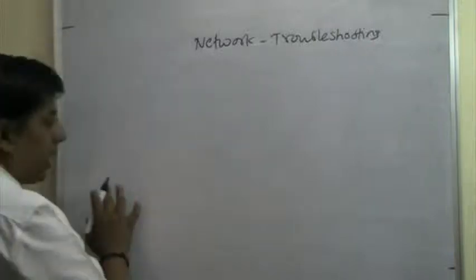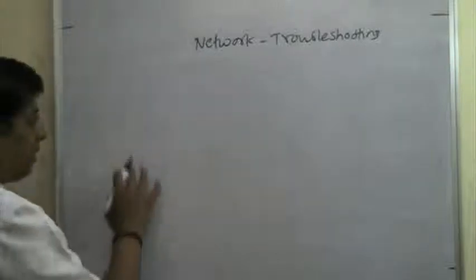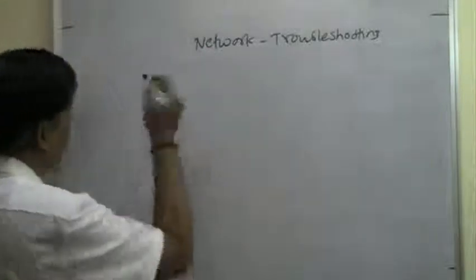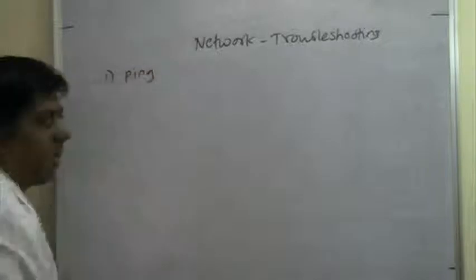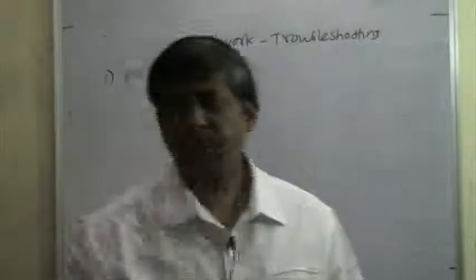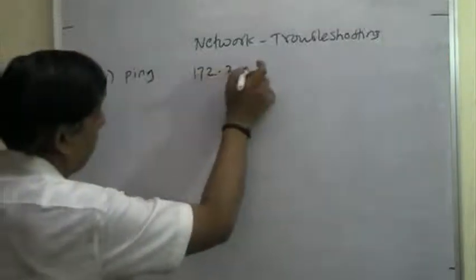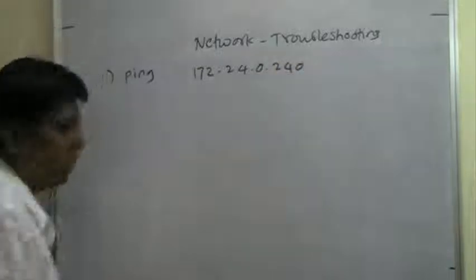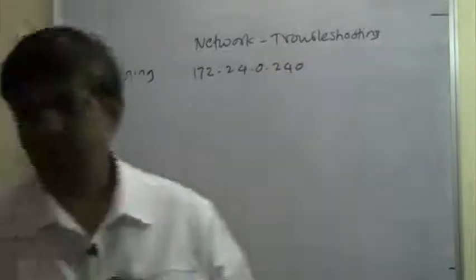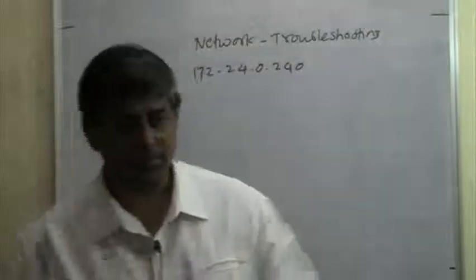Troubleshooting. When the client says I am unable to connect to the database, usually everybody has a different way of approaching this. I would go with something like this. Number one, use the ping command. From the client side, ping the server's IP address, 172.24.0.240, or ping the name of the machine. If the client side can connect to the server side, the ping will work.